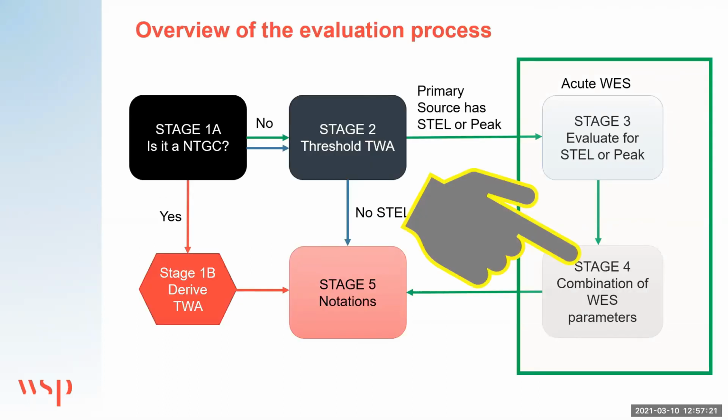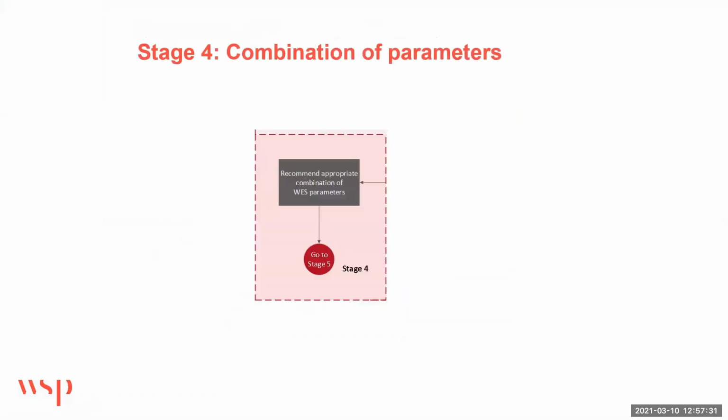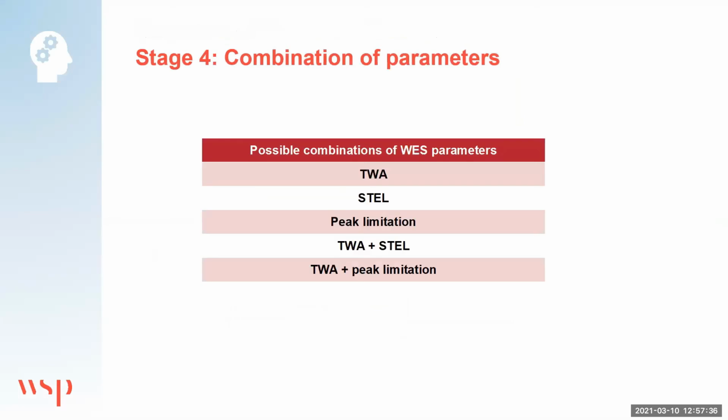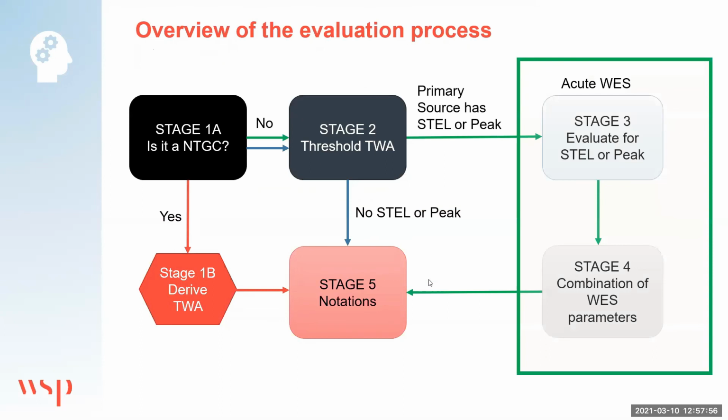Then we had a chemical where it required a TWA and a STEL and/or peak. We had to determine what combinations were appropriate. This is part of the flow chart. Here are the combinations of potential parameters. As you can see, TWA, STEL, peak limitations by themselves, TWA and a STEL, or TWA and a peak limitation. They were the 5 combinations. You couldn't have a STEL and peak limitation together at the same time.